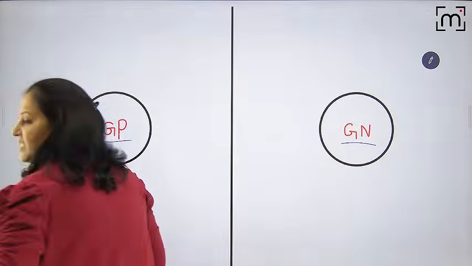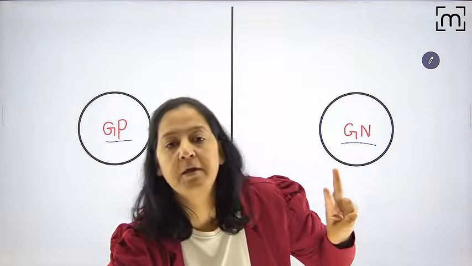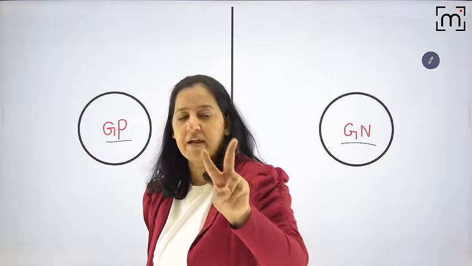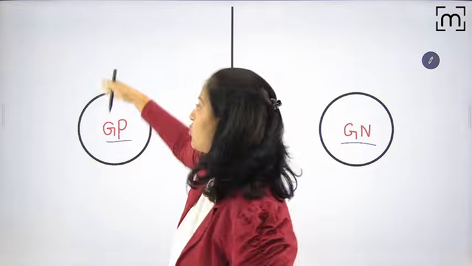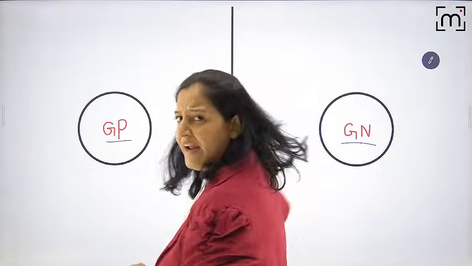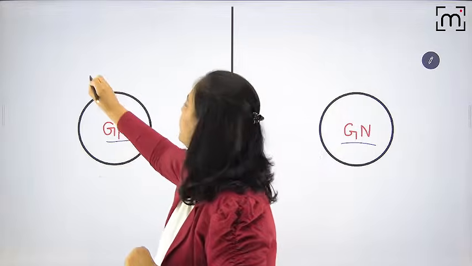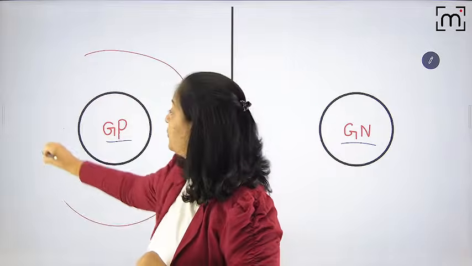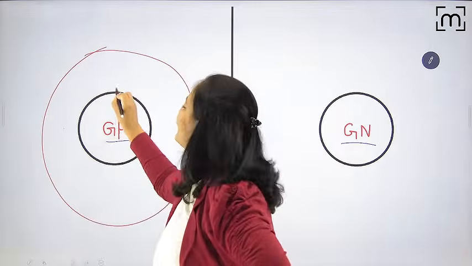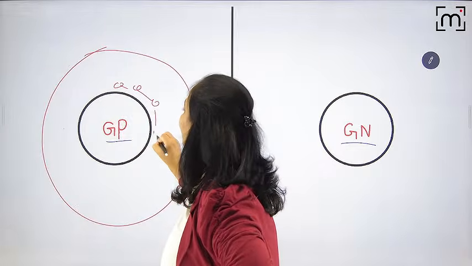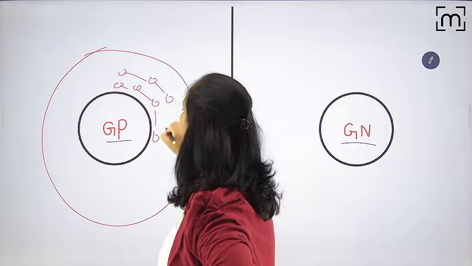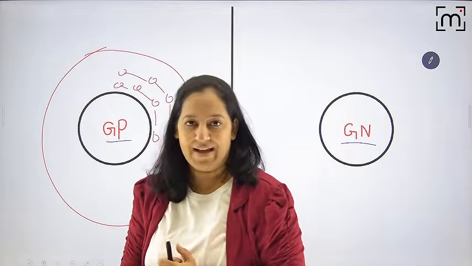So in gram-positive, only two things are there. In gram-negative, four things are there. I will draw two things here, and four over there. So in gram-positive, what are the two things? Number one, it has peptidoglycan, a thick peptidoglycan. Alternate NAG and NAM like this. So this is peptidoglycan, number one.